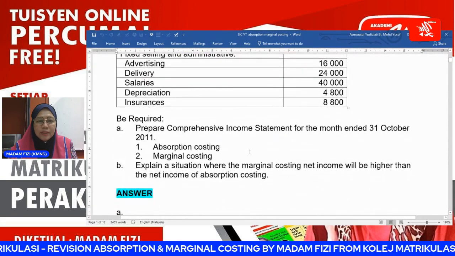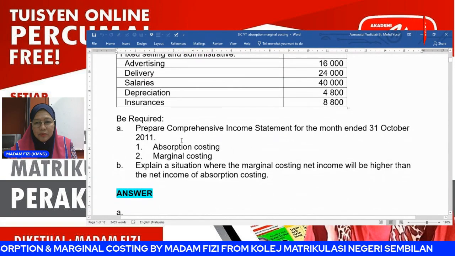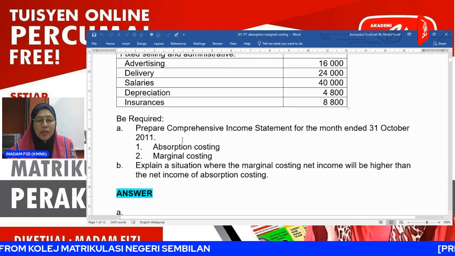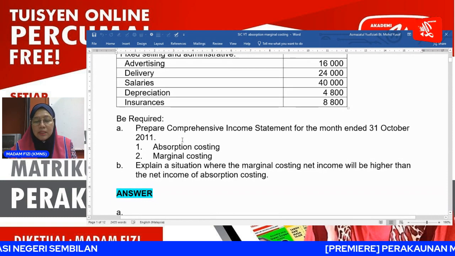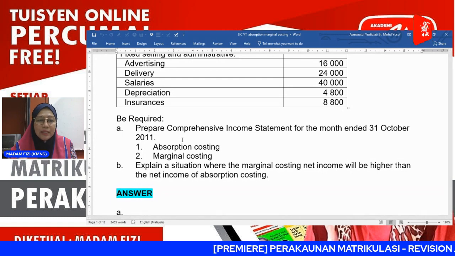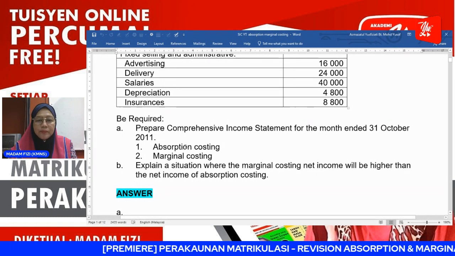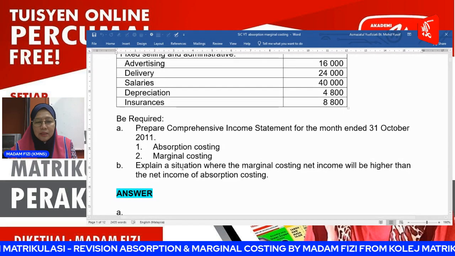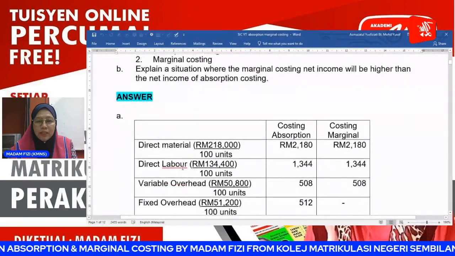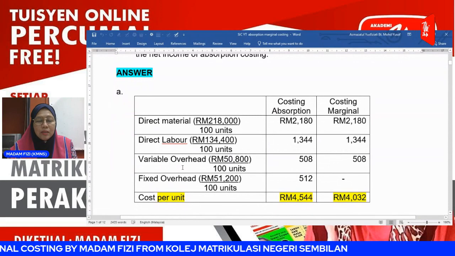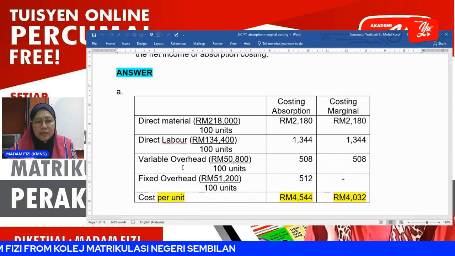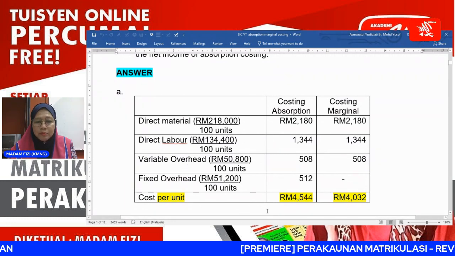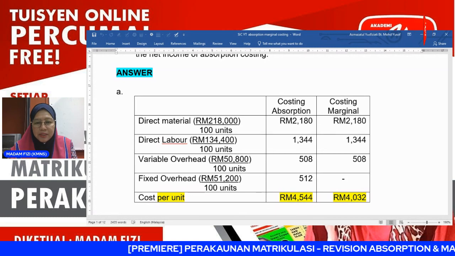So required prepare comprehensive income statement for the months ended 31st October 2011 for absorption costing and marginal costing, and explain a situation where the marginal costing net income will be higher than the net income of absorption costing. So to answer this question, before you prepare the income statement, first of all, you have to calculate the cost per unit. Tak kira lah dalam soalan tu, dia ada tanya ke tidak untuk kira cost per unit, you still have to calculate it first before you prepare the income statement.